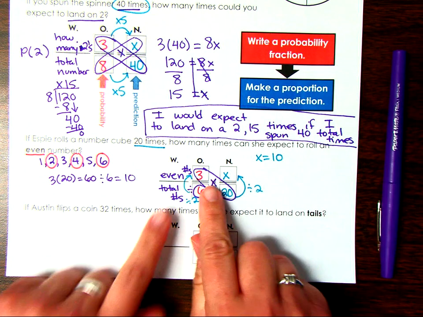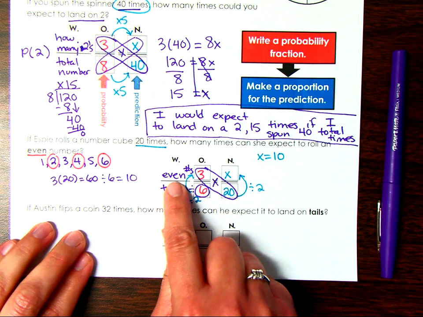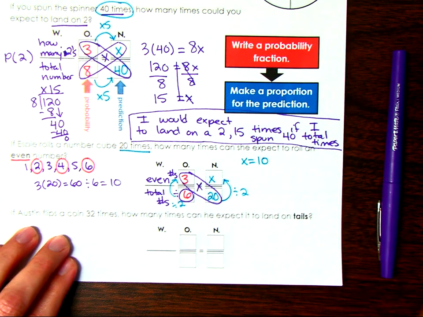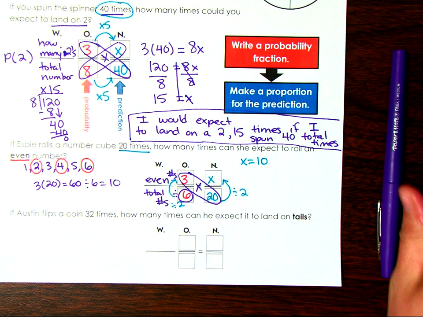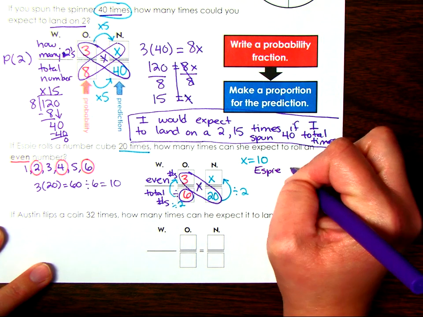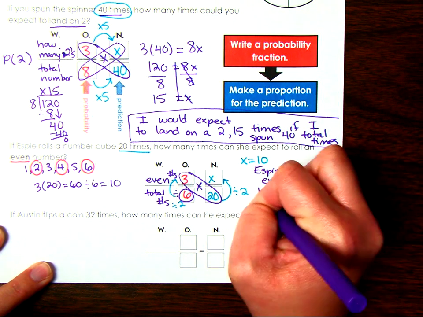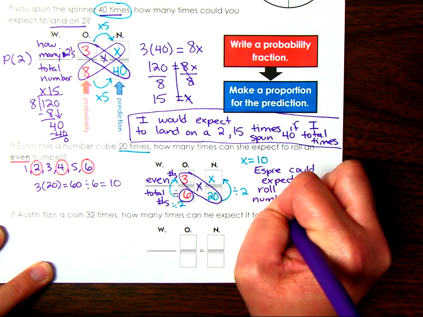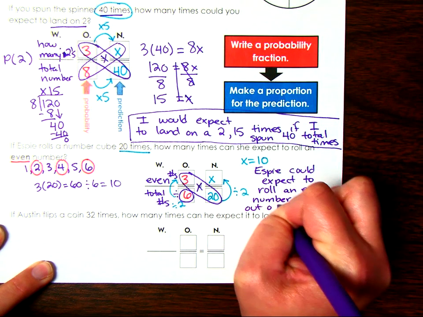Well, what's also nice about the labeling is, what does that 10 represent? 10 even numbers out of 20 times that you roll. So that would be my answer. We don't want to just write 10. We want to write what that represents. Okay, so we can say SB could expect to roll an even number 10 times out of 20 times.